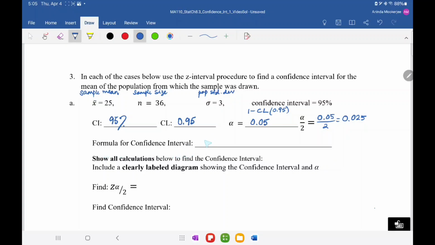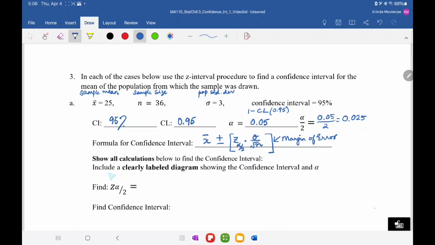Now, in the next step, it says write the formula for confidence interval. So the formula is going to be X bar plus minus, and then we have to add a quantity to the sample mean to find the endpoints of our interval, and that will come from z of alpha by 2 multiplied by sigma over square root of n. So this z of alpha by 2 times sigma over square root of n represents the margin of error. The margin of error.